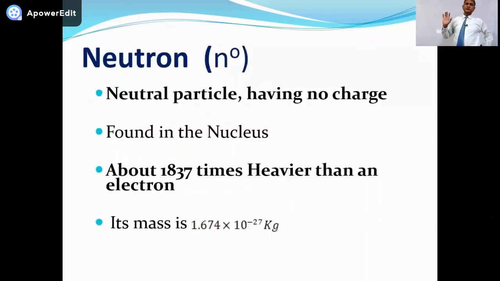And finally, the neutron. No attractive power, no charge at all. That is why we call it a neutral particle. Among electron, proton, and neutron, the neutron is the heaviest. We can also find the neutron in the same nucleus. It is 1837 times heavier than an electron. It is again used in nuclear reactions. You must have heard of the atomic bomb. So protons and neutrons are used in nuclear reactions.